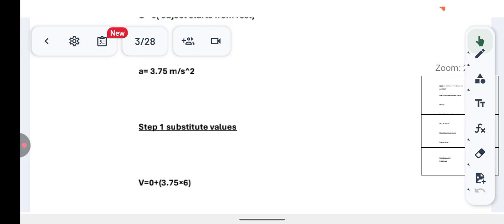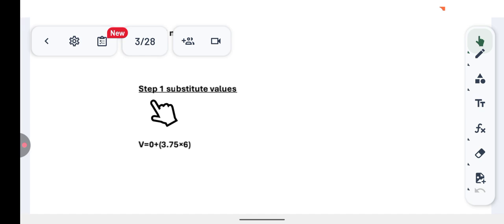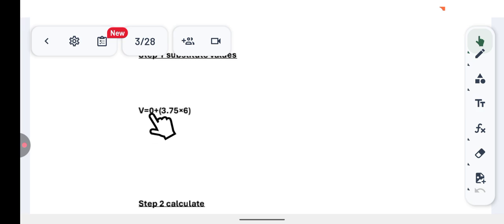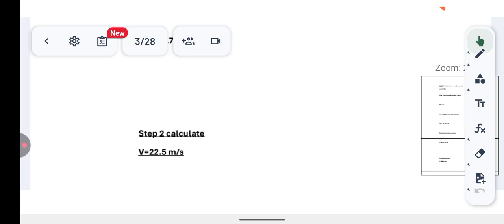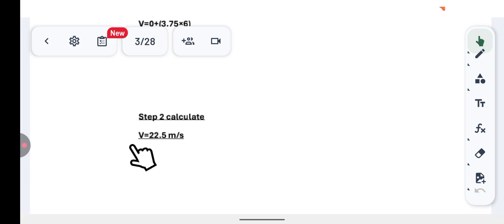So for you to find the velocity in the first 6 seconds, what you need to do is substitute the values in the formula. Since we know that our initial velocity is 0, we put 0 there. Then our 3.75 is simply the acceleration we found in question B1. Then 6 is the time taken, which is 6 seconds. Once you multiply those two, you're going to get your answer: velocity is equal to 22.5 meters per second. Alright, let's move on to question 3.